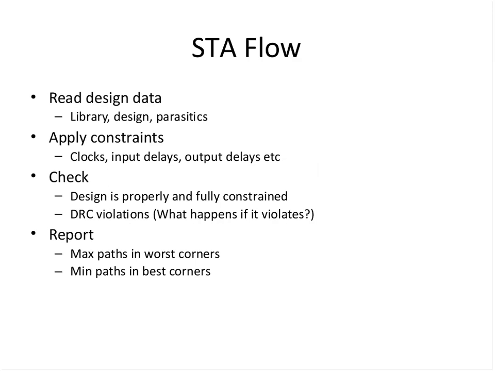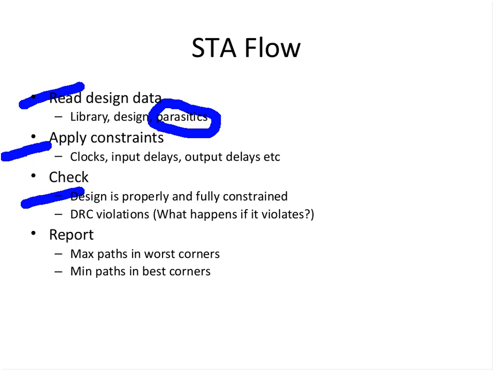So let's summarize the STA flow. Very similar to synthesis, nothing different. Read design data, library, design parasitics. This is important here; this is new here apart from synthesis. Post-layout STA, apply constraints. Now these constraints here will be slightly more than what we did in synthesis. We will see why, because we are talking about post layout, some things will change, the nature of clocks will change. So we will see how we modify or add to these constraints, what important things we need to focus on. But know for sure that the constraints here will be slightly more than what we applied in PC, right.